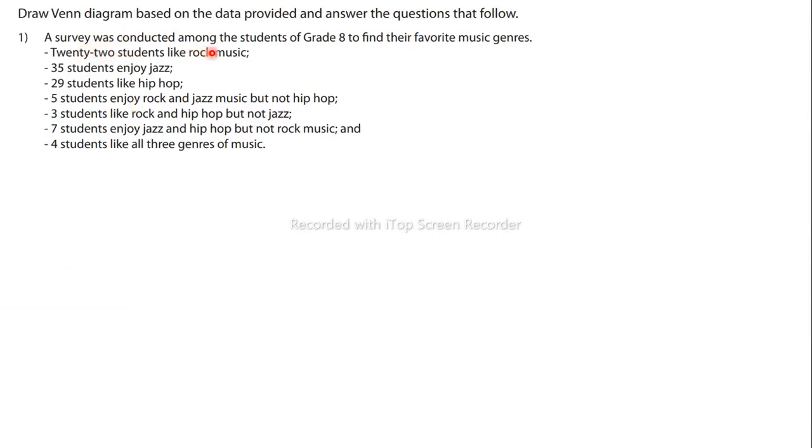They saw that 22 students like rock music, 35 students enjoy jazz, 29 students like hip hop. Because there are 3 genres mentioned, we know what type of set we're gonna be dealing with. We're gonna be dealing with triple sets, right? Not the double one, but the triple.